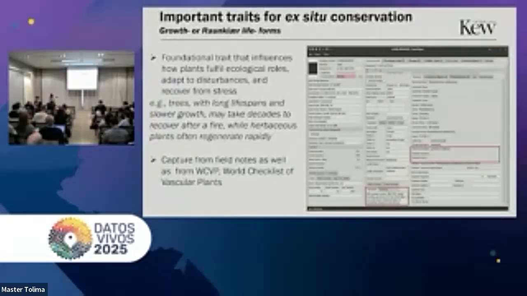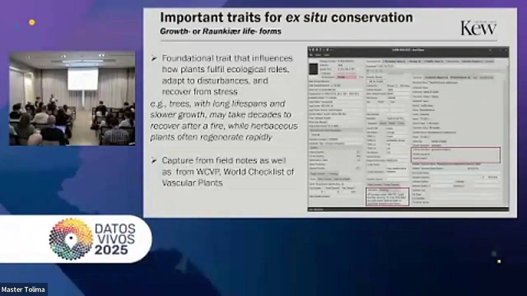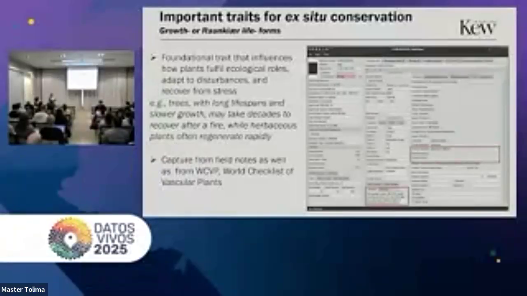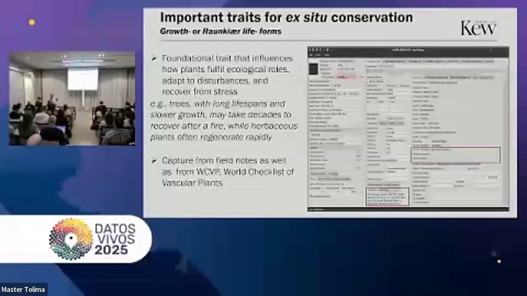So the growth form and the life form. The growth form is the general overall structure of the plant above ground, and the life form is according to Raunkiaer's classification, depending on the position of the perennating buds, which help the plant to survive during unfavorable periods. We captured both of the information from the field notes of the collector, as well as from the World Checklist of Vascular Plants.